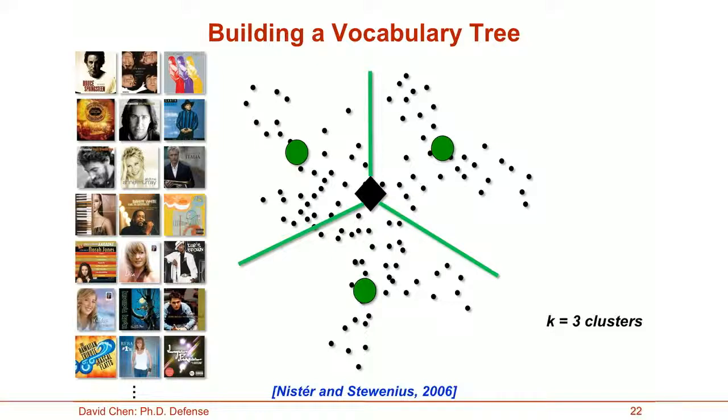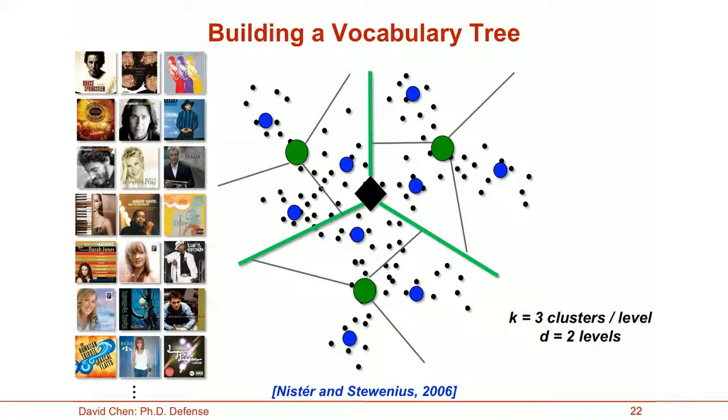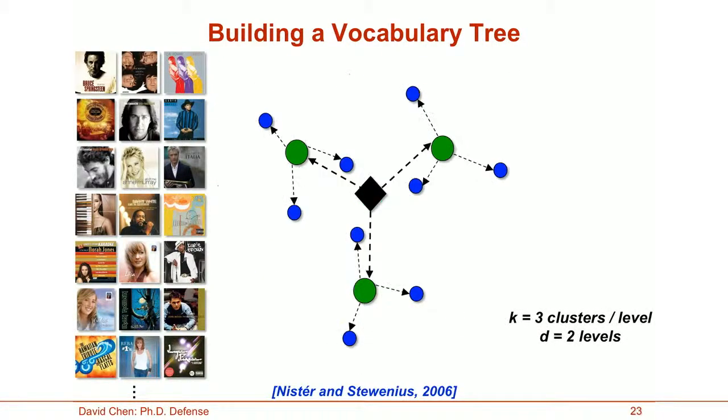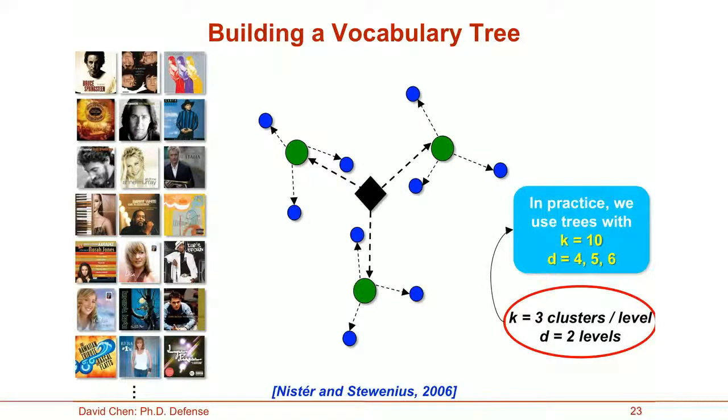In the first step, we'll divide into k large clusters. Then we'll split each of the large clusters into k smaller clusters. What emerges is a tree structure, where the tree nodes at the first level are the large cluster centroids, and their children are the subcluster centroids. Here we show an example with k equals 3 clusters per level and d equals 2 levels. But in practice, we'll build trees with k equals 10 and d equals 4, 5, or 6, since these larger trees have much better retrieval performance.